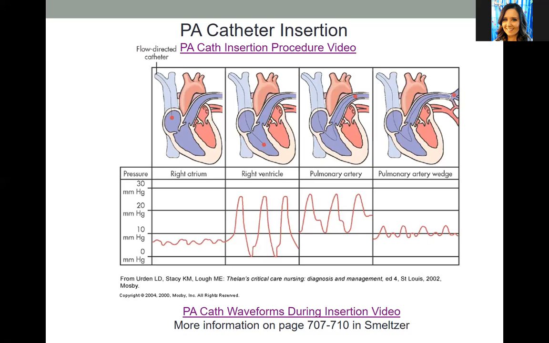One thing also to note, if your patient has a mechanical heart valve, especially a tricuspid or pulmonic, we cannot insert a PA cath. With those mechanical heart valves, they're very rigid. A lot of times they're made from metal and they can clamp on to that catheter, maybe even break a piece off.